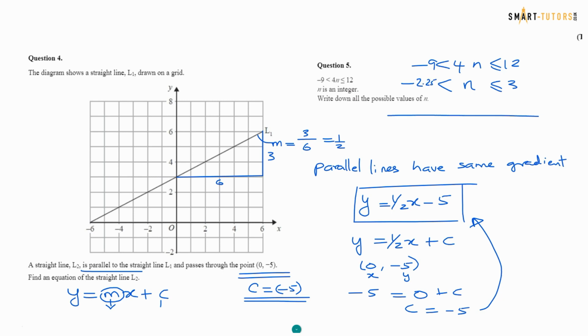Right, so now we need to find out what the values are. So here 3, 2, 1, 0, -1, -2 and -3, right? 3 is going to be included because it's equal to, and -2.25 is somewhere in between here. So the integers which satisfy the inequalities are -1, 0, 1, 2 and 3. So this is the answer for question number 5.